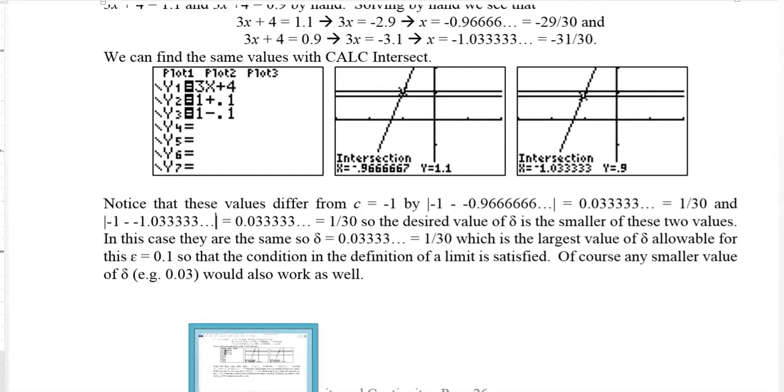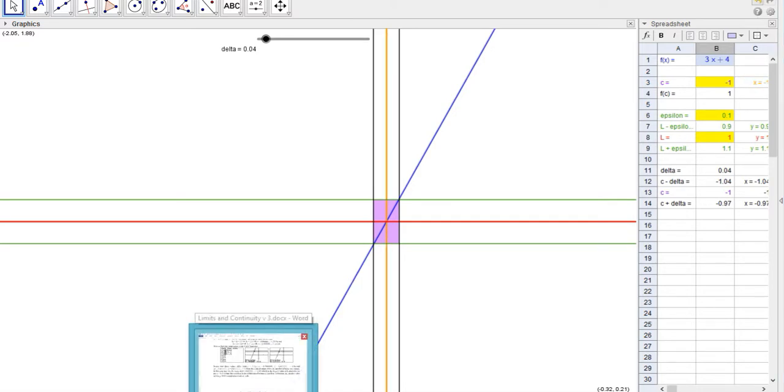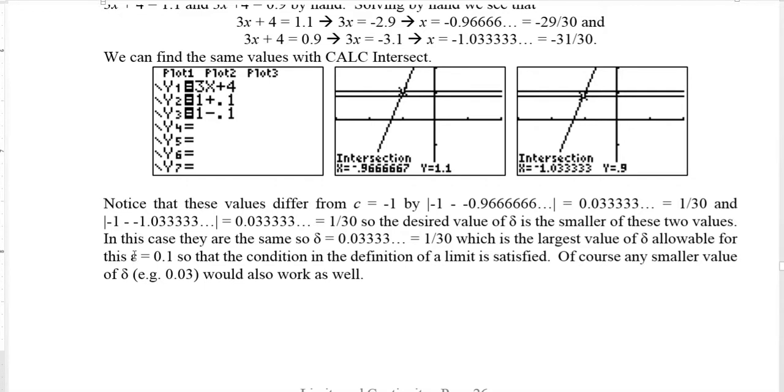Okay, so in this picture, the distance from the orange to the black is delta. The distance from the red line to the green line is epsilon. Make sure we understand that and don't get it backwards. So for this epsilon of 0.1, the largest value of delta that would be allowable would be 1/30th, or 0.03 with the 3 repeating.